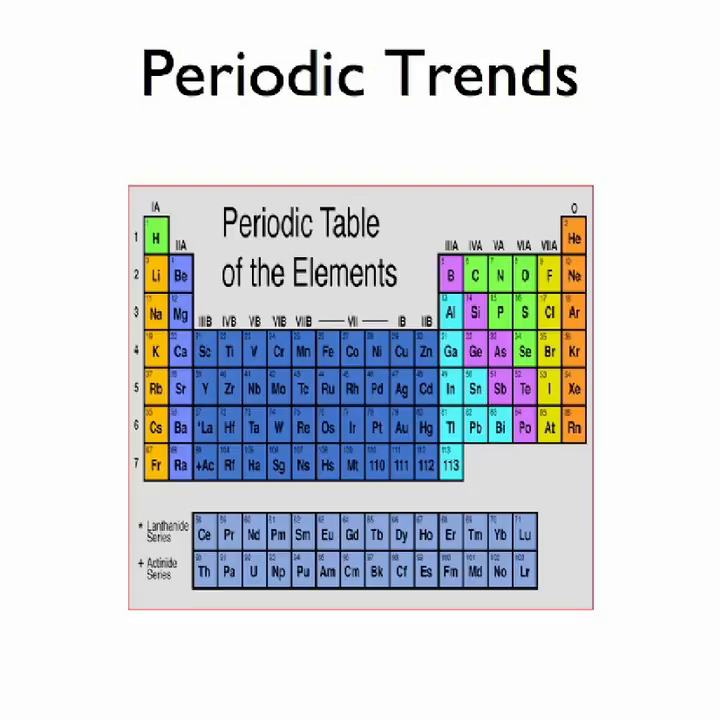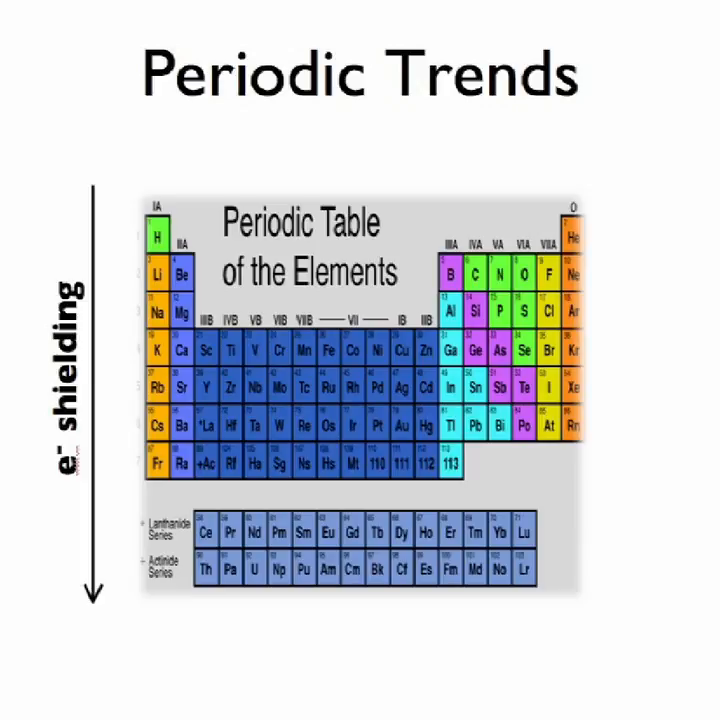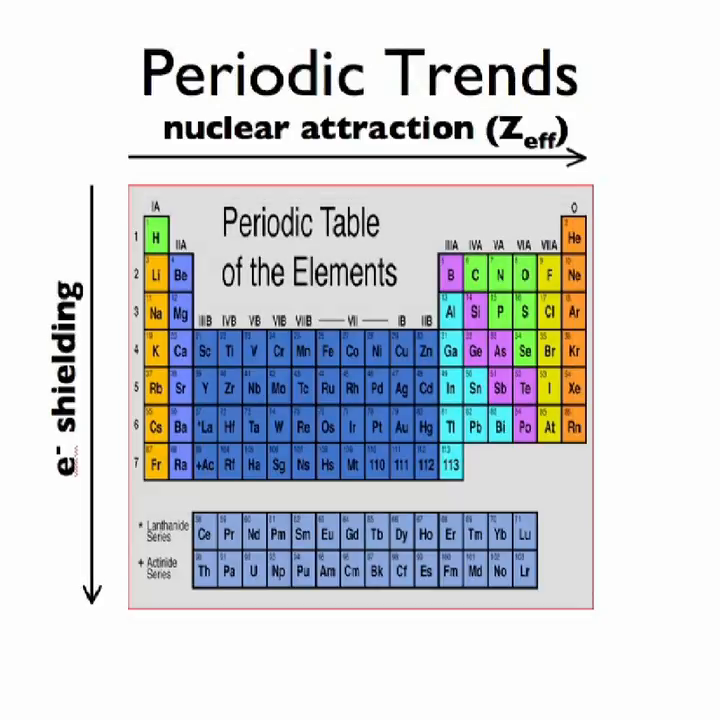These trends can be explained using two main concepts. The first concept is electron shielding. Electron shielding increases from top to bottom in a group. The second trend is nuclear attraction or effective nuclear charge, abbreviated as ZEFF. Effective nuclear charge increases as we go from left to right in the periodic table. By understanding these two trends, we will be able to understand all of the periodic trends.